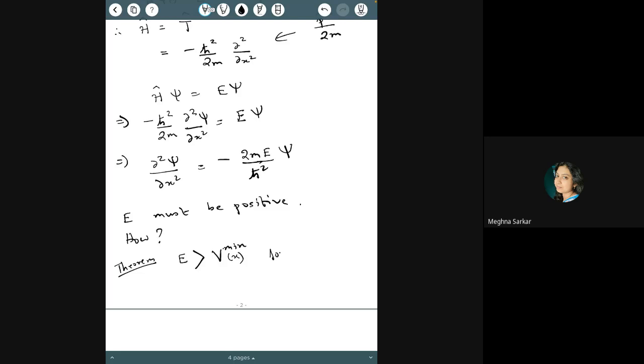for all normalizable solutions to the time-independent Schrodinger equation.